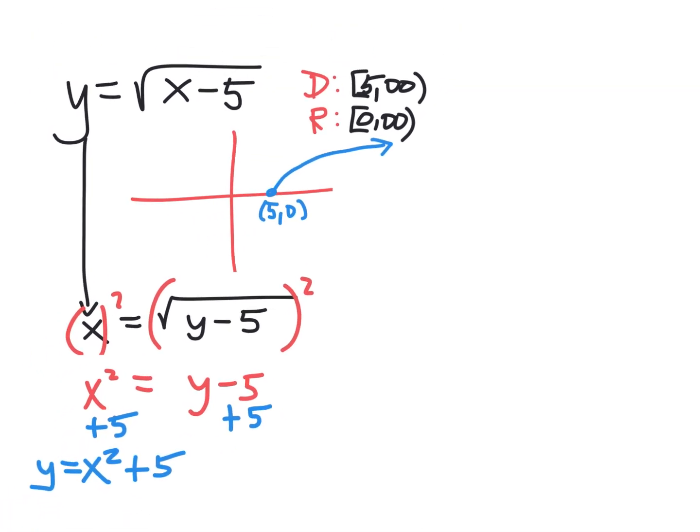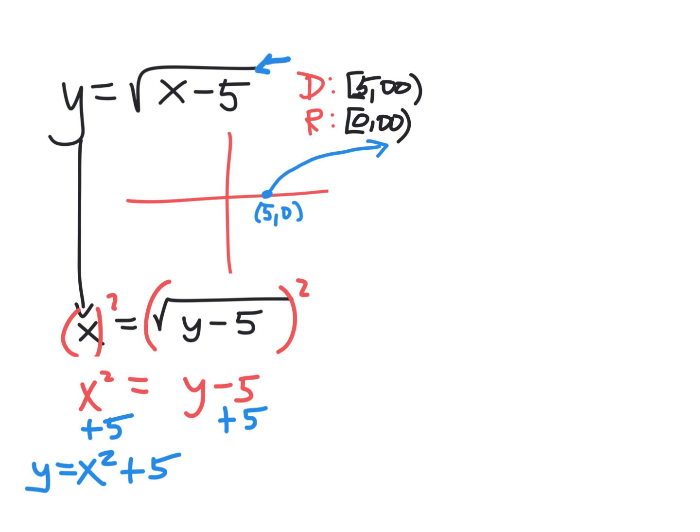On my original one, I had a square root. On my new one, I have a squared. See that? On my original one, I had a minus 5. On my new one, I have a plus 5. You see how it kind of makes sense? Those are inverses.